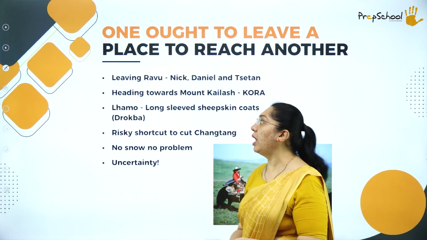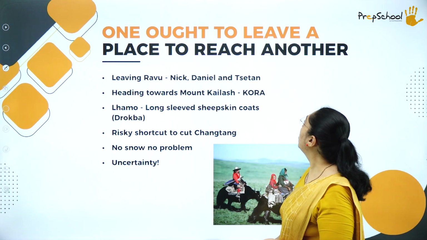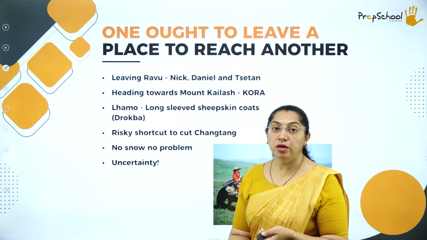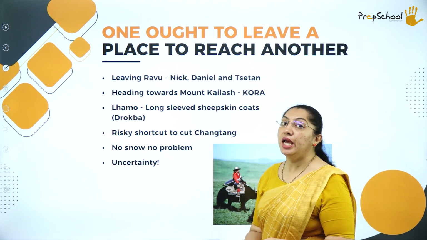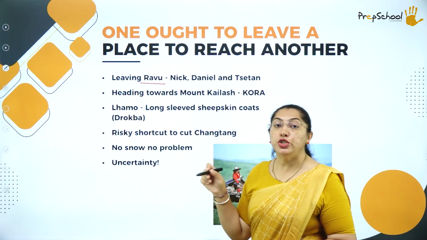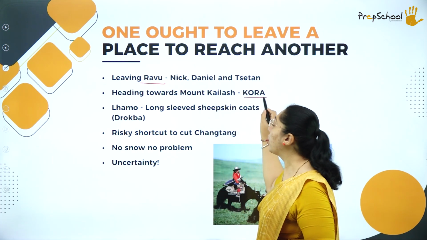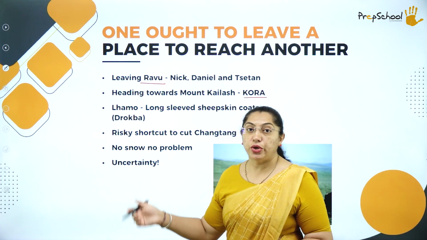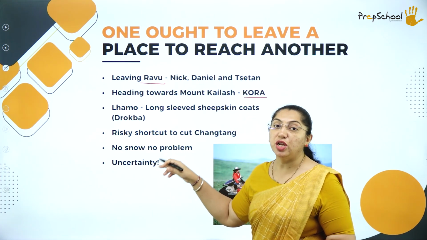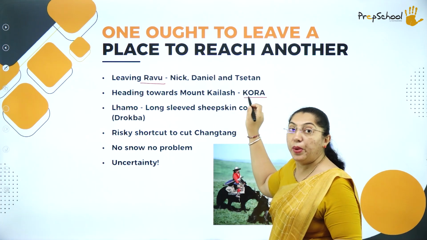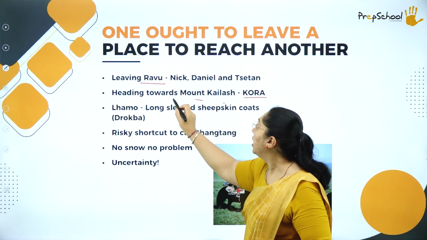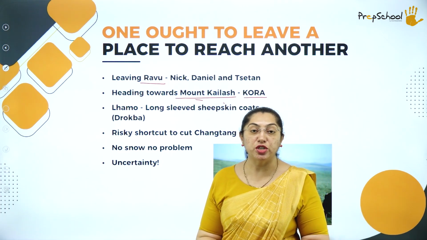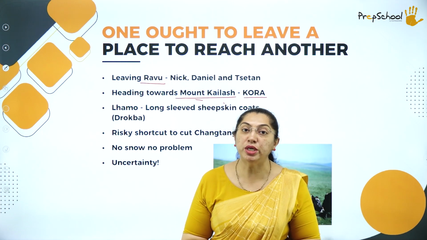So what is the story all about? One ought to leave a place to reach another. Here the narrator, none other than Nick Middleton, left Rahu and wanted to do a pilgrimage known as Kora. Kora is a pilgrimage; in the Indian sense, it means yatra. So here the narrator, Nick Middleton, wanted to do the Kora, the pilgrimage, and he wanted to climb Mount Kailash. So where was his pilgrimage taken to? His pilgrimage was to Mount Kailash.